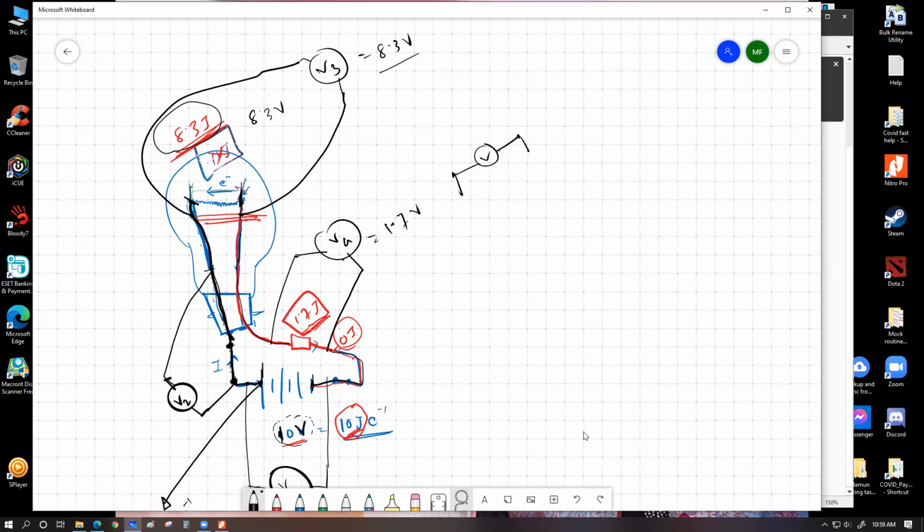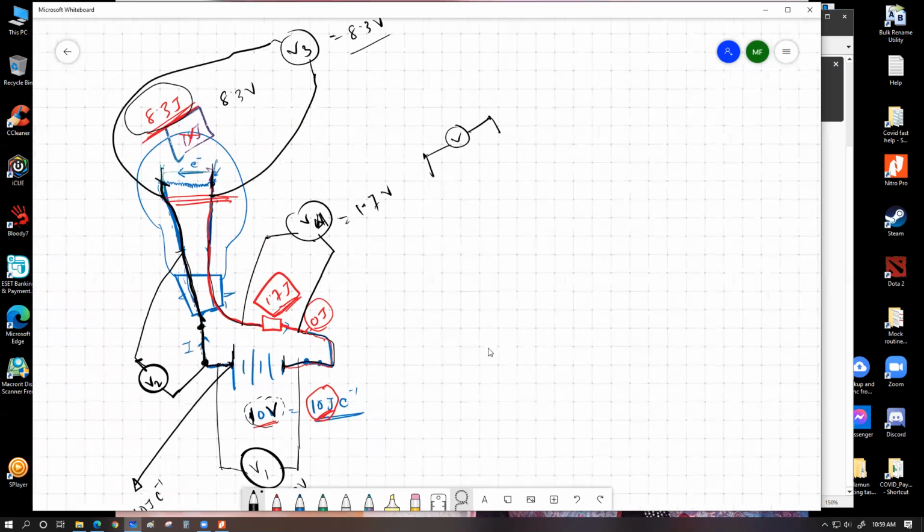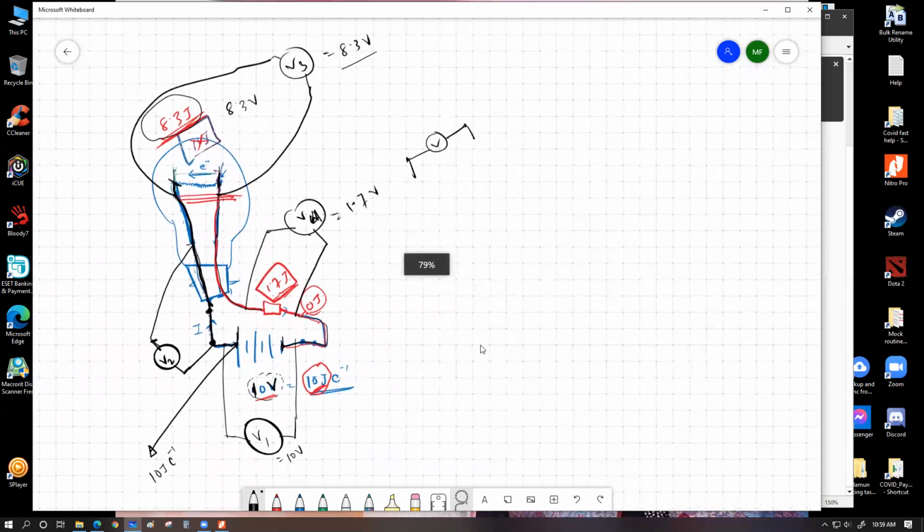This is an example of voltmeter reading that I showed you. The reason I'm trying to show you this is to give you an idea that you can see over here that voltmeter reading 1 happens to be equal to voltmeter reading 3 plus voltmeter reading 4. Do you see that? Check it out.